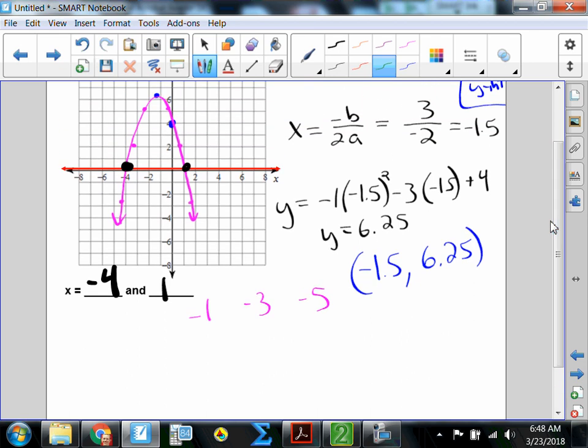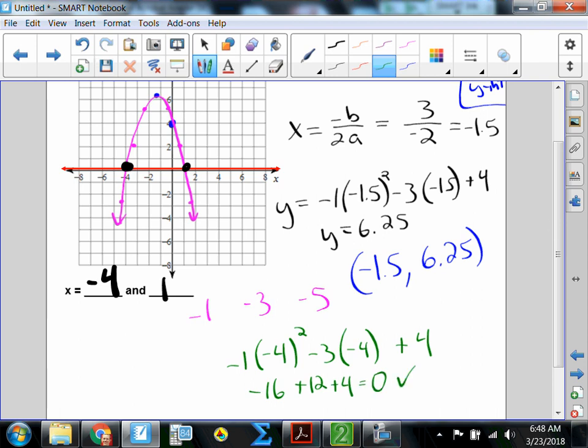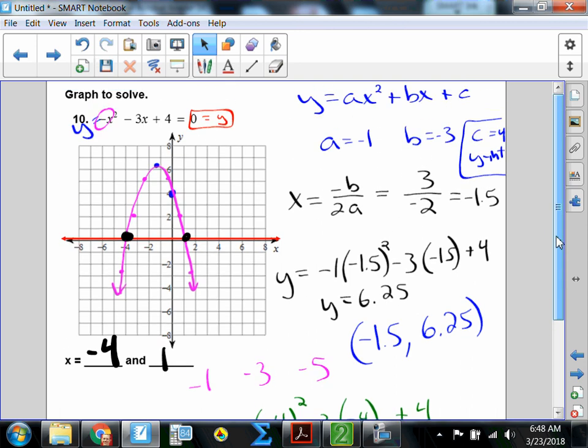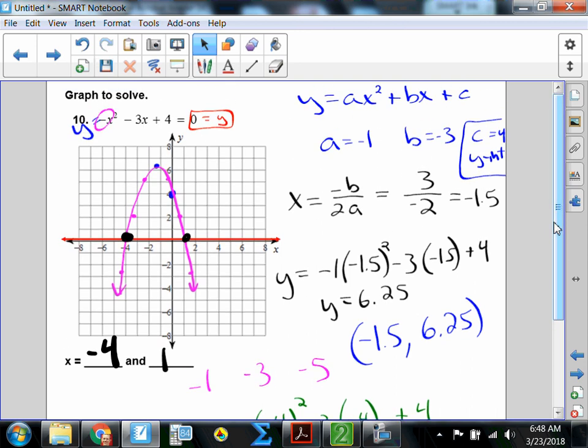If I said -1 times -4 squared minus 3 times -4, and then add 4. This beginning is going to give me -16, and then I'm going to have a plus 12 plus 4, and that does equal 0. So -4 works. If I plug in the 1, I think that'll also work. So when we solve by graphing, we graph both sides of the equation and then find where they intersect.